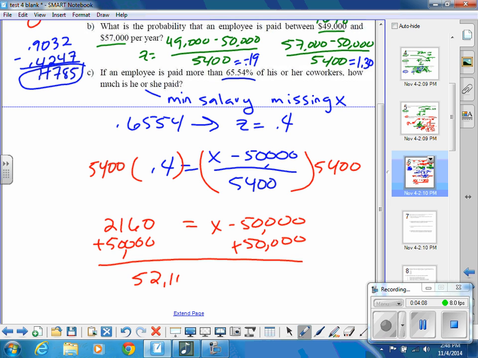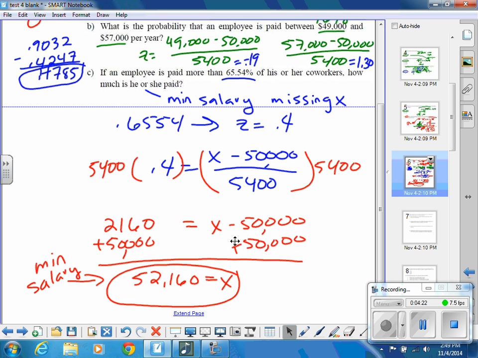$52,160. That's my x. So that is the minimum salary that someone would make to be making more than 65.54% of their coworkers. Minimum salary. This is how you do it, okay? We're not trying to move mountains here. We just got to figure out how to do these problems.